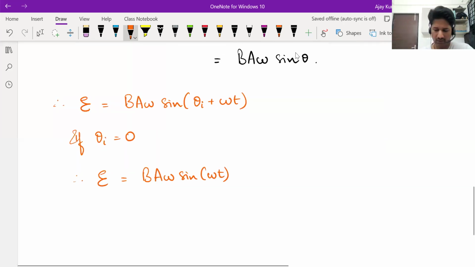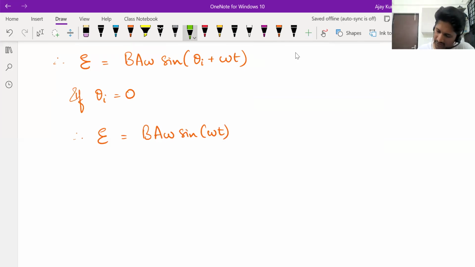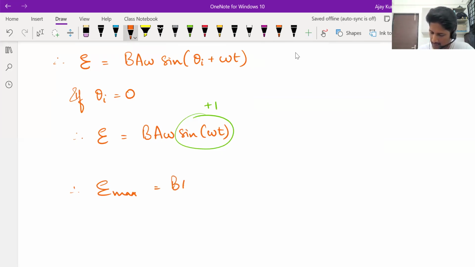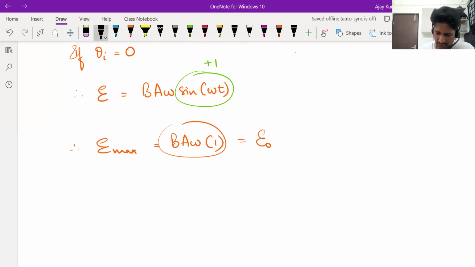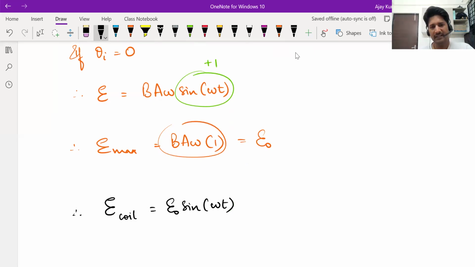Now BA and omega are all constants and the maximum value of sine function is +1. When the sine function is maximum, the EMF will be maximum, right? So you can tell that the maximum EMF induced in that rotating coil will be BA omega into 1. So we will call this BA omega as E naught. That's the peak EMF that you can get. And therefore, the EMF in the coil can be expressed as E naught sine omega t, if initial angle is 0.